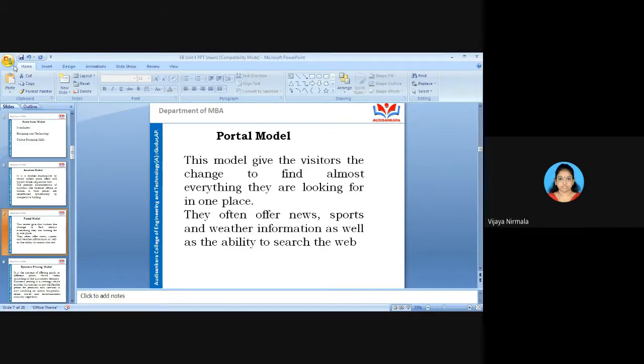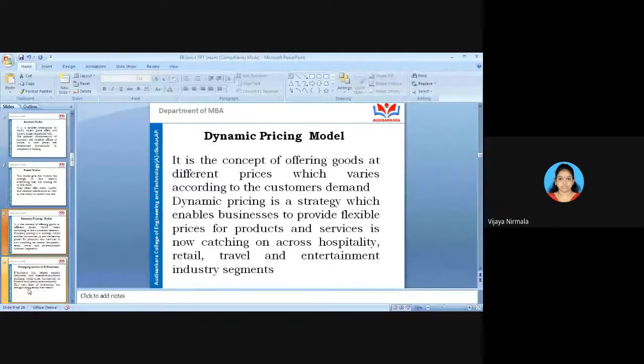And the last one is the dynamic pricing model. This is the last model in e-business, right? So dynamic pricing, or we call it price optimization also. This is the concept of offering goods at different prices, which vary according to the demand of the customers.